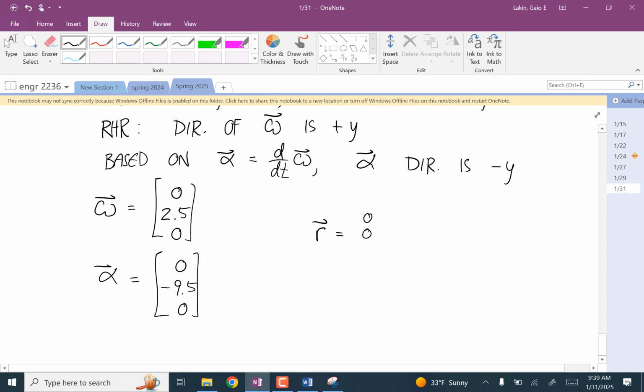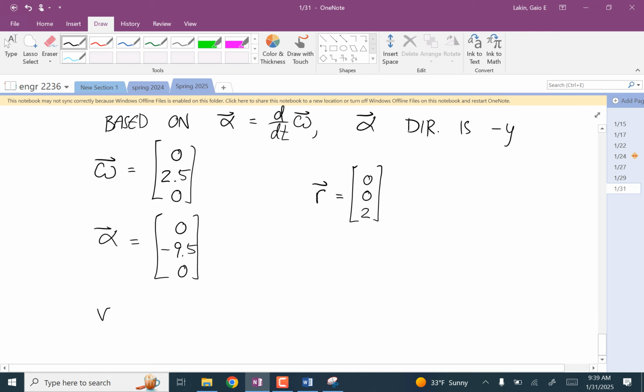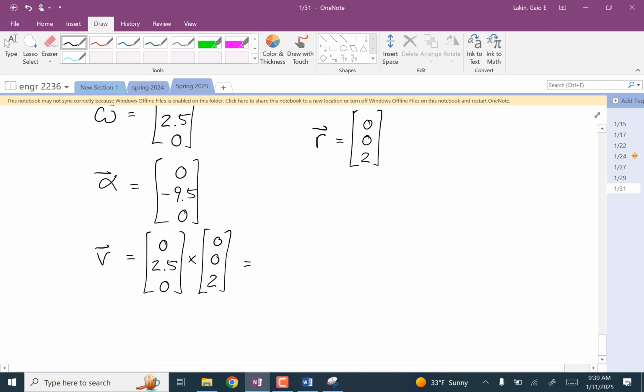Do you only take a single point? Yeah, this is for a single point. Yep. You have to do it point by point. Okay, so now we can say that the velocity vector of P is equal to 0, 2.5, 0, crossed with 0, 0, 2. Take that cross product and you get 5, 0, 0 meters per second.